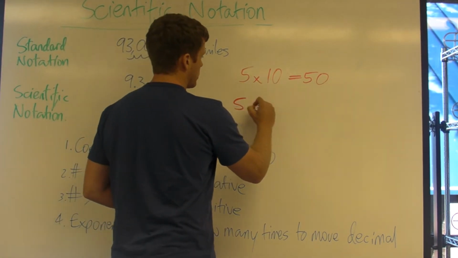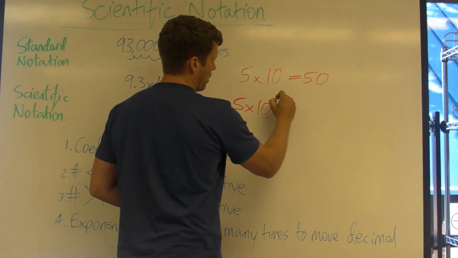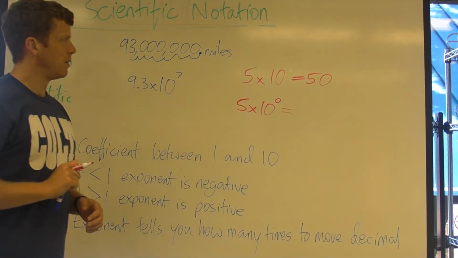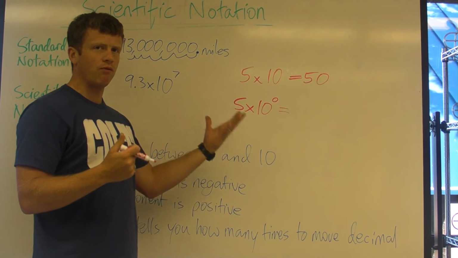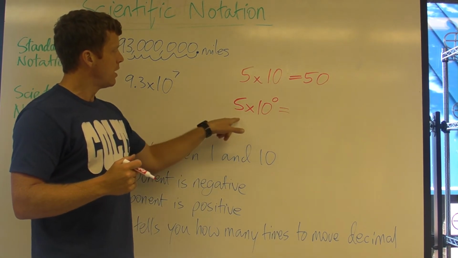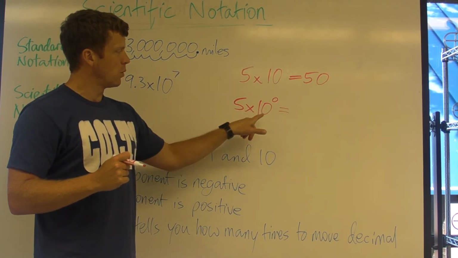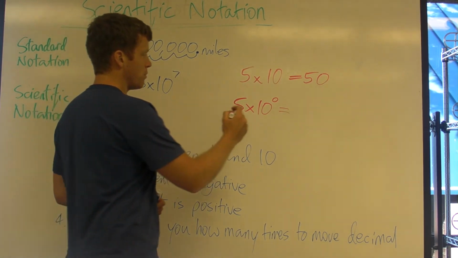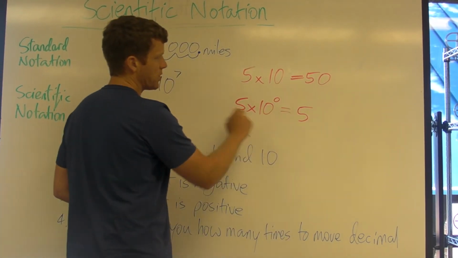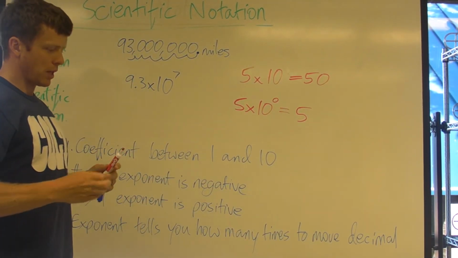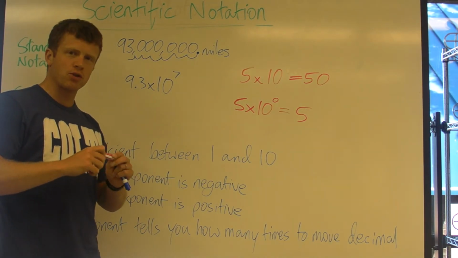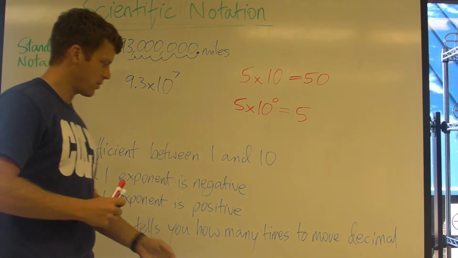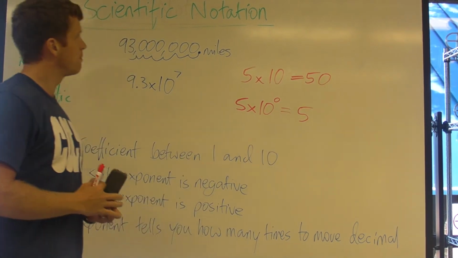So if you had this as a scientific notation problem, or you were faced with this in a situation, anything to the power 0 is always equal to 1. So this would be 5 times 1. So those exponent rules that gave you so much grief have come back to haunt you.